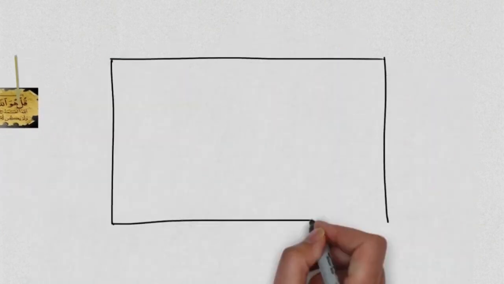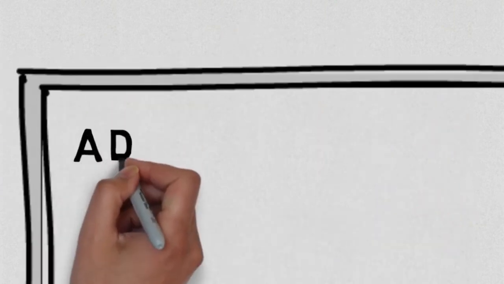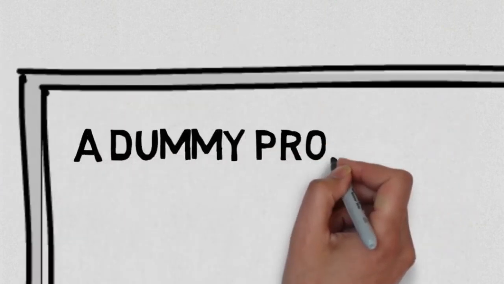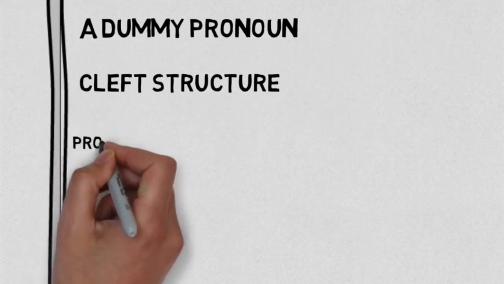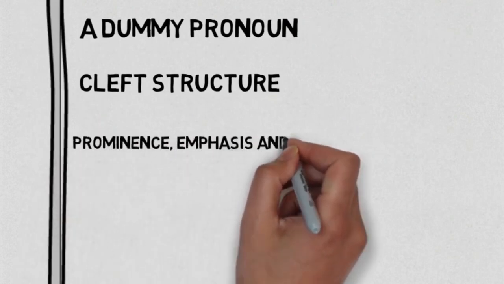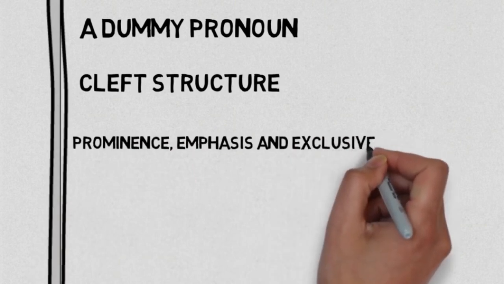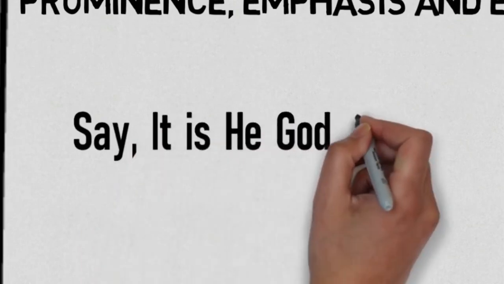Others argue that the pronoun here functions as ضمير الشأن, a dummy pronoun. There is no reference to the pronoun in the sentence. This style is used in Arabic for making prominence, emphasis, and exclusive focus. To give the same function in English, we can use a cleft structure introduced by the pronoun it.